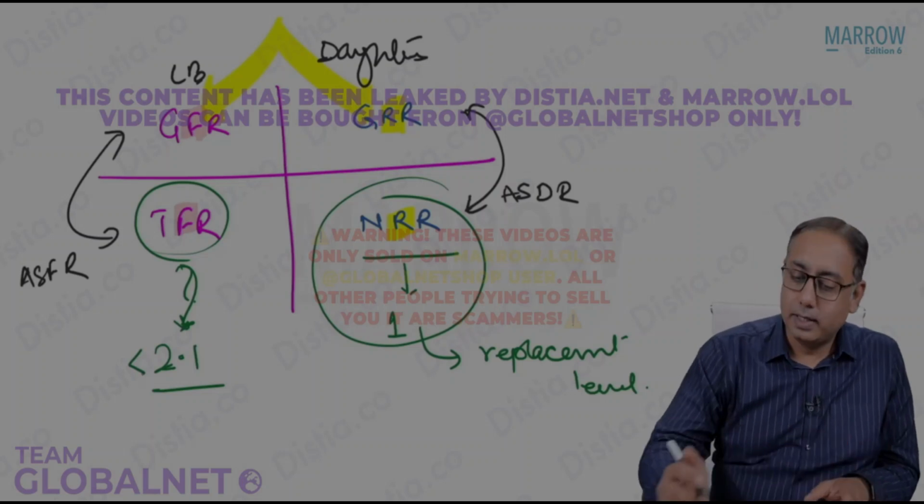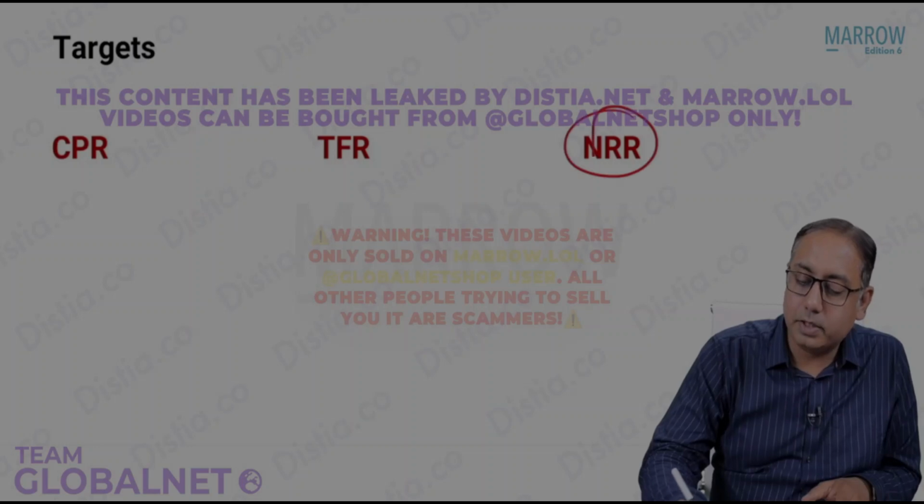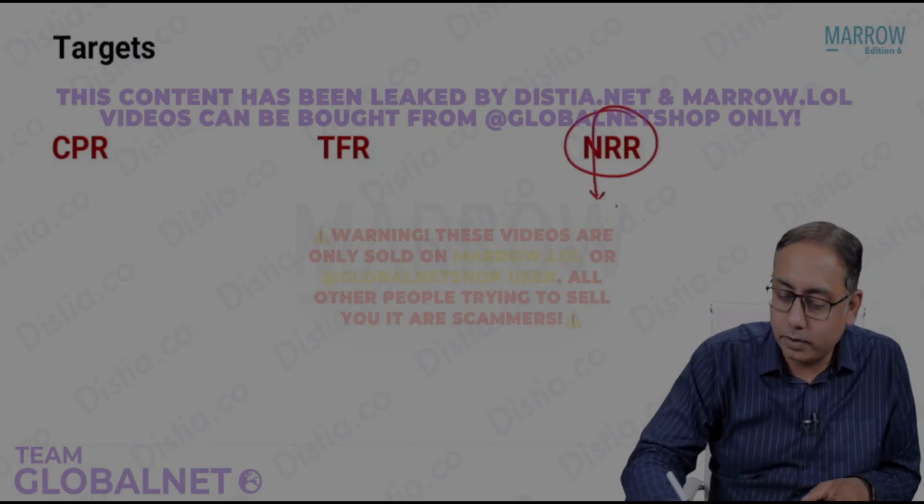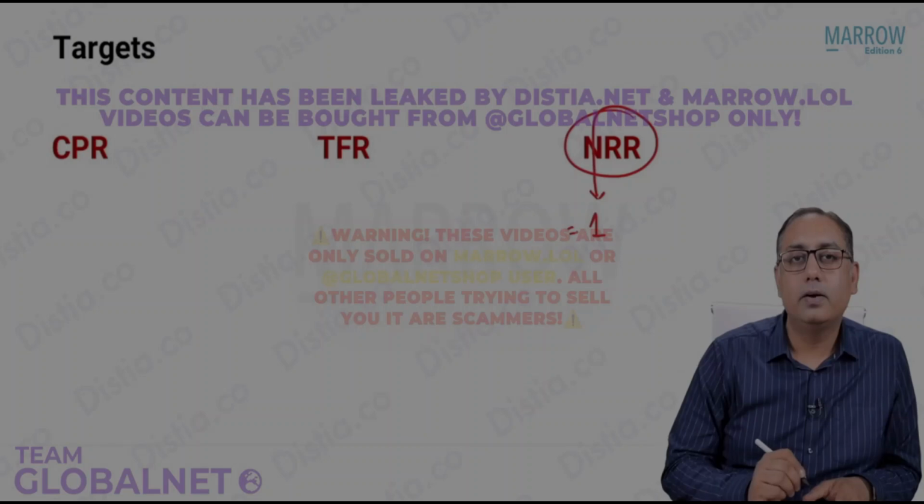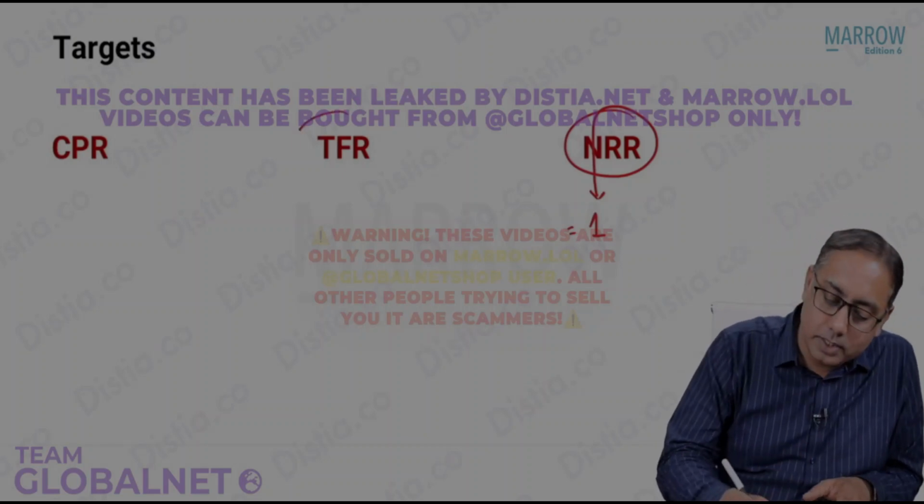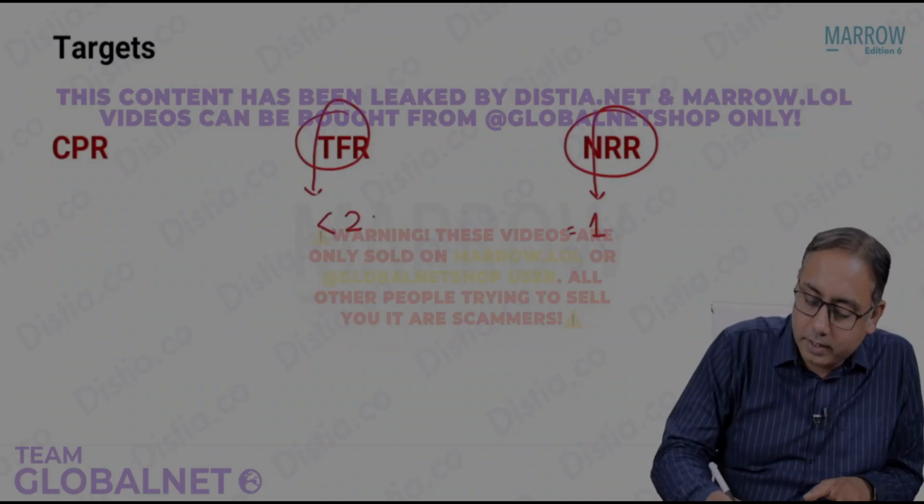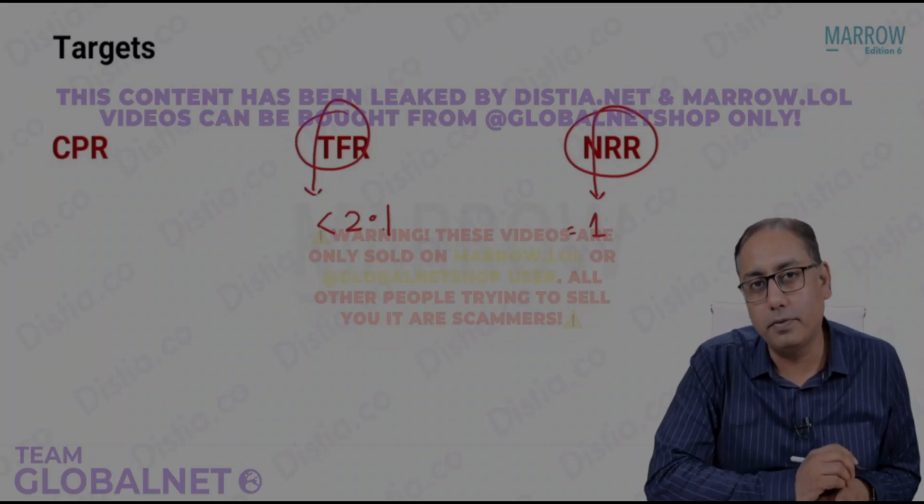So beta, please note that these are the targets. You want to remember that the NRR, net reproduction rate, what is the target? We want it to be equal to 1. Why 1? Because 1 is the replacement level. Next MCQ, what is the target for TFR? TFR, you know that it should always be less than 2.1.